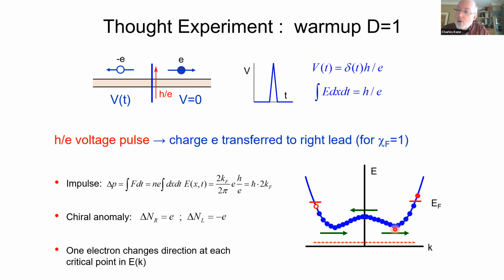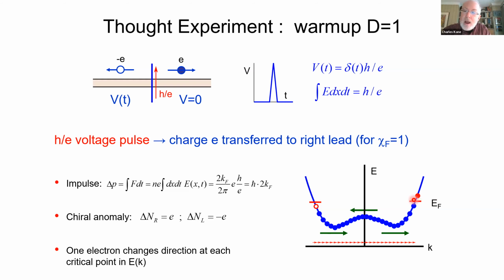in the electronic band structure. Another way you can think about this, which is useful, is that when I apply this h over e voltage pulse, I'm actually accelerating every electron under the Fermi surface, and the momentum of every electron moves over by exactly one space. So every electron moves over by one space. And so at the end of the day, there's one fewer electron on this side and one extra electron on this side.